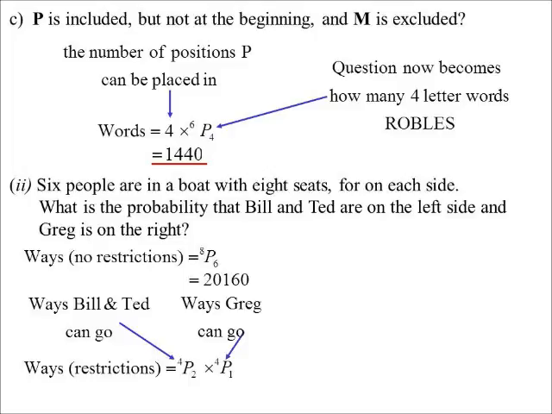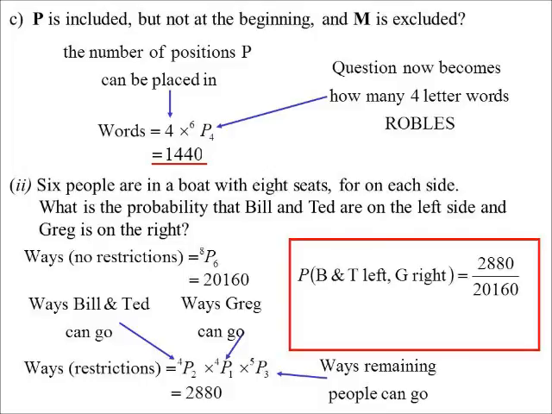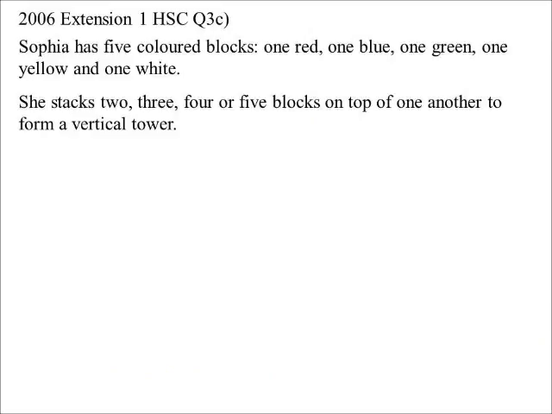The other 3 people are just shaking their heads going, can't believe that. What's the matter where you sit? So now they're going to come along. How many seats are left? Well, they've used up 3 of them. 5 seats left, we're going to use another 3 of them, 5P3. Gives us a grand total of 2,880. So thus our probability, Bill and Ted are on the left, Greg's on the right, 2,880 over 20,160 tidies up to be just 1 in 7 chance.